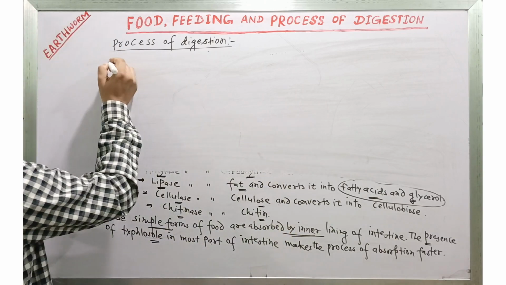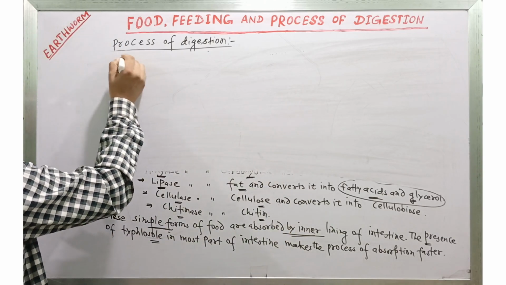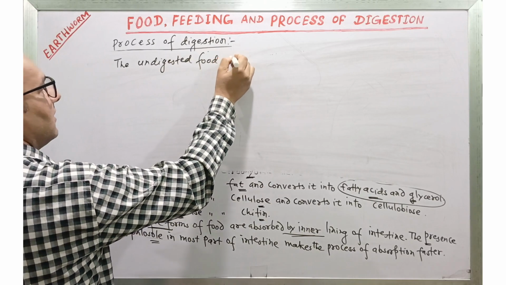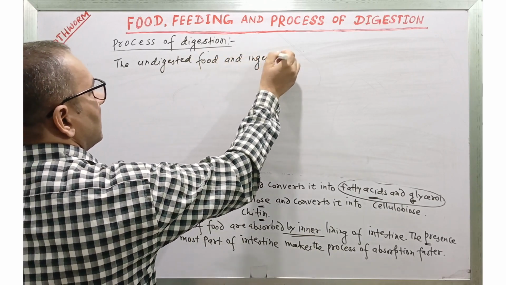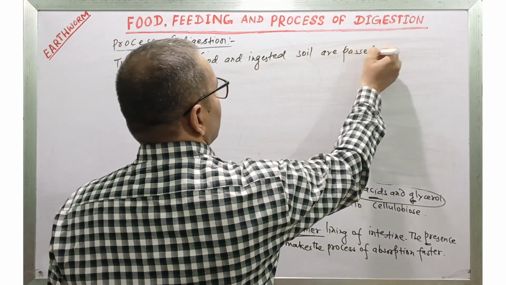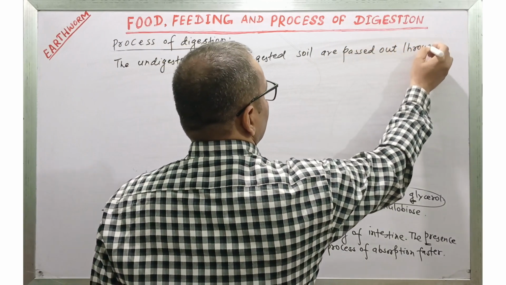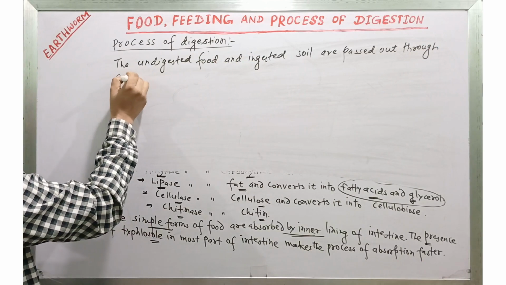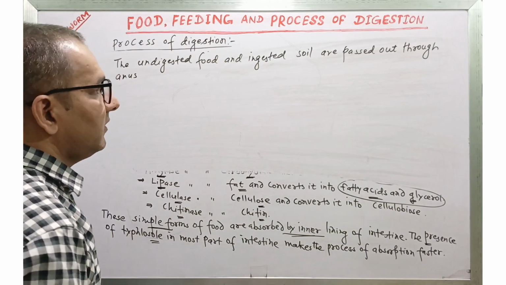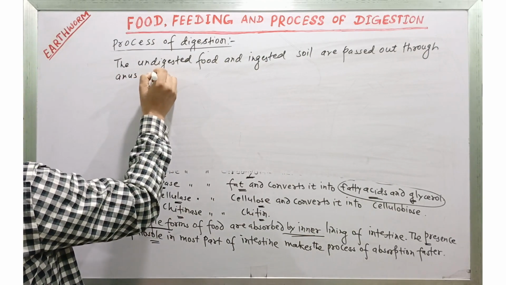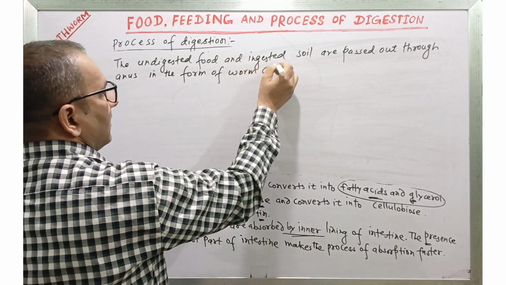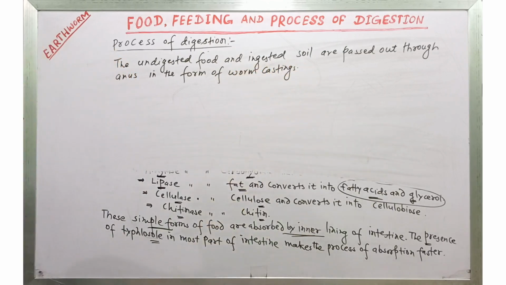So, finally, the undigested food and ingested soil are passed out through the anus in the form of worm castings.